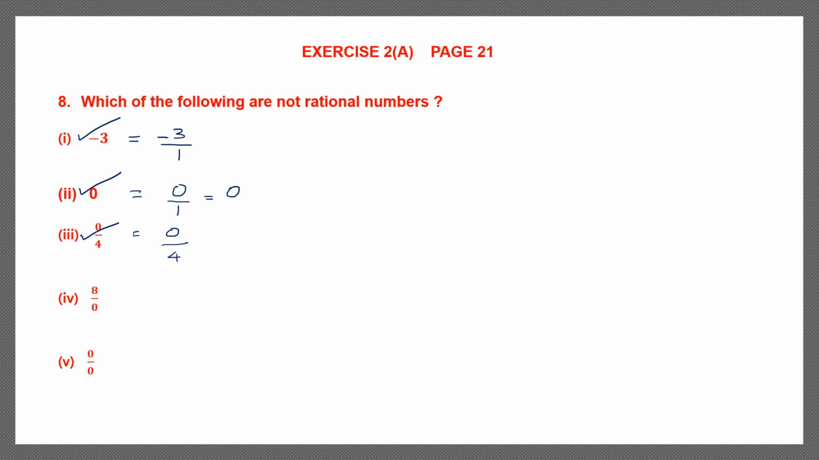Whereas look at 8 by 0. 8 by 0, this is the denominator, the denominator is 0. So 8 by 0 is not a rational number. Next one, similarly, the denominator is 0. So this is also not a rational number. So what is our question here? Which of the following are not rational numbers? So as we can see, questions 4 and 5 are not rational numbers.